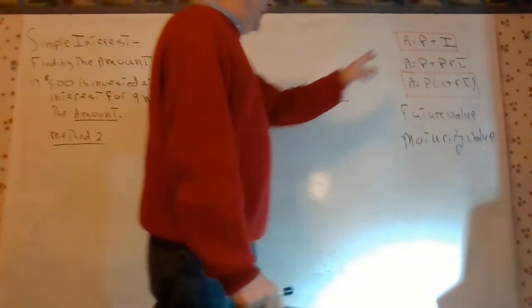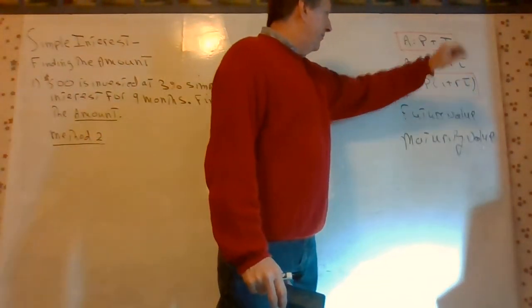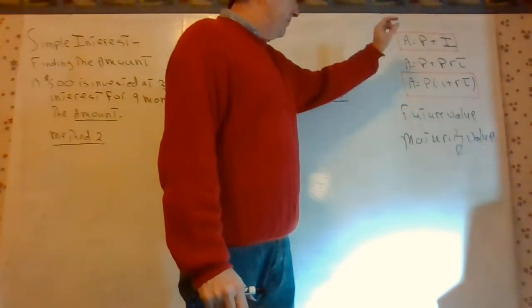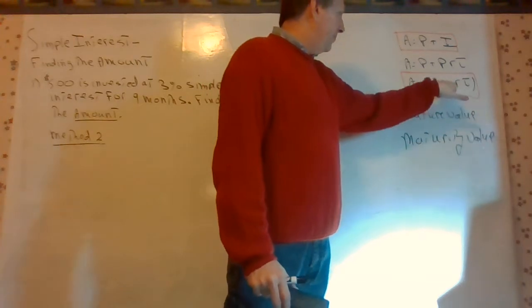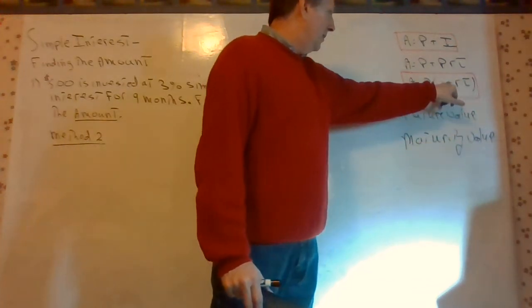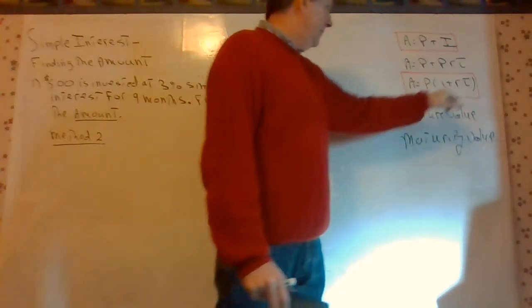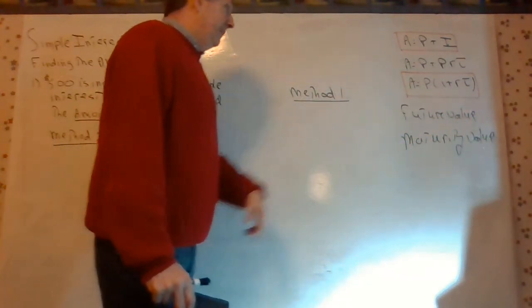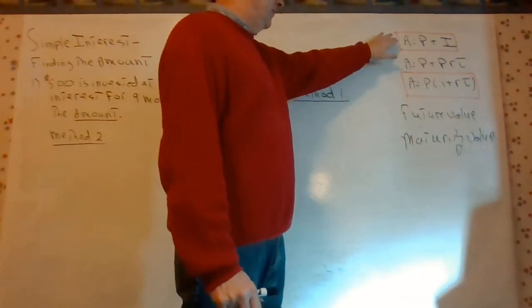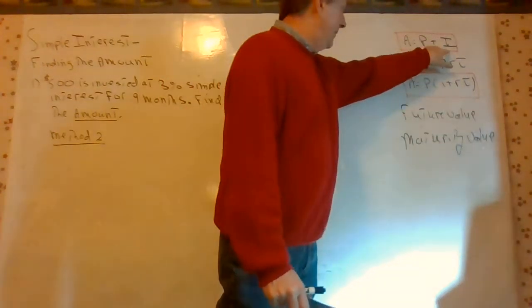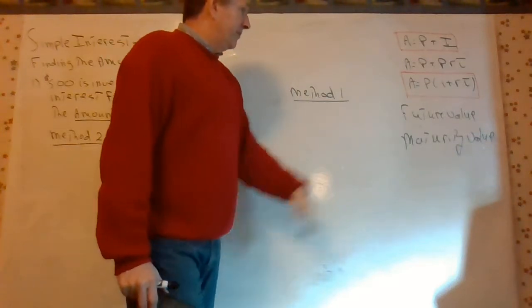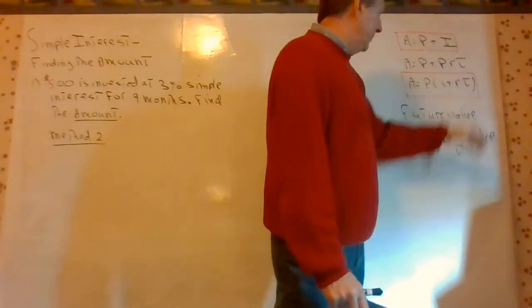Now, we know that I is equal to PRT. You can make a substitution, then you can factor a P out, and then use this formula, A equals P times parentheses 1 plus RT. The 1 represents the original principal, RT times P is the interest. If you use this formula, it's a two-step process. Calculate I, add to P, get A. If you use this process, it's just one formula application.